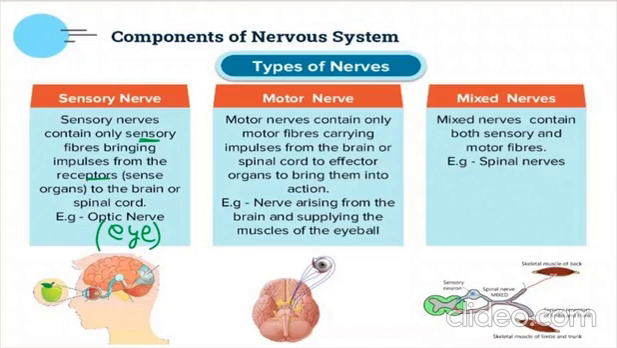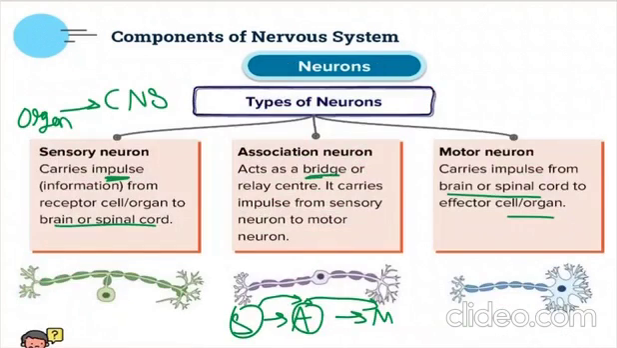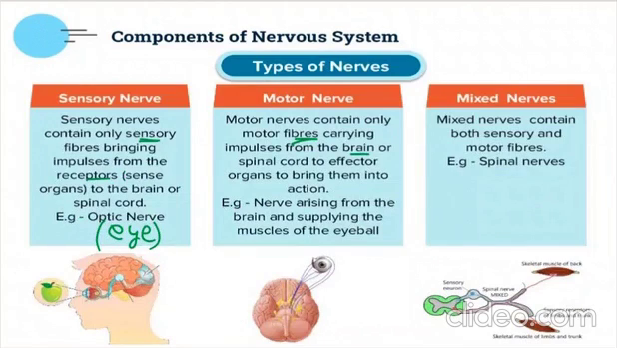Now, motor nerve. What is a motor nerve? Motor nerves contain only motor fibers which carry impulses from the brain or spinal cord to effector organs and bring them into action. Here you see the motor neuron. It takes from the brain or spinal cord to the effector cell. They contain the motor fibers which carry the impulse from the brain and spinal cord, the same function. For example, the nerve which arises from the brain and supplies the muscles of the eyeball.